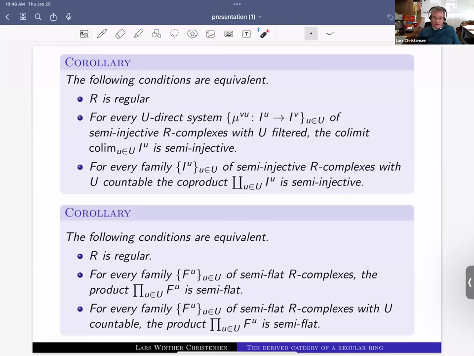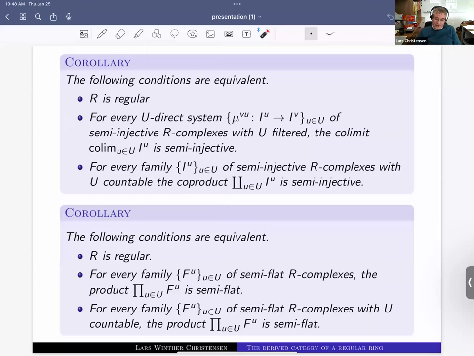You can take the co-product. We are in the noetherian setting, so you will again be dealing with a complex of injective modules. But of course, in general, just any complex of injective modules is not semi-injective. But in the case of a regular ring, they actually are. And by the usual short exact sequence associated to filtered colimits, one can get from the co-product statement to the statement about filtered colimits.